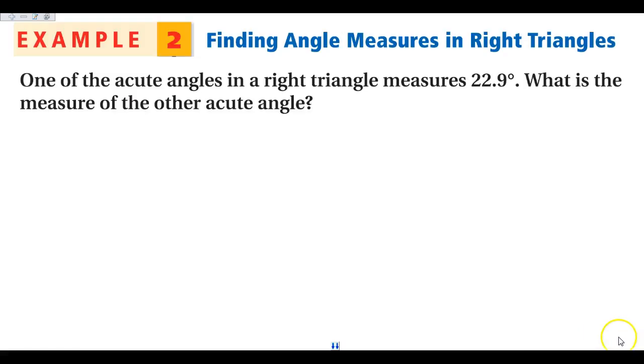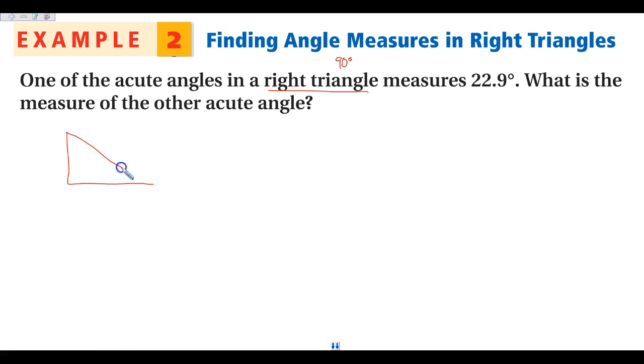So let's look at an example. One of the acute angles in a right triangle measures 22.9 degrees. Since it's a right triangle, remember, I know that one angle is going to measure 90. What is the measure of the other acute angle?